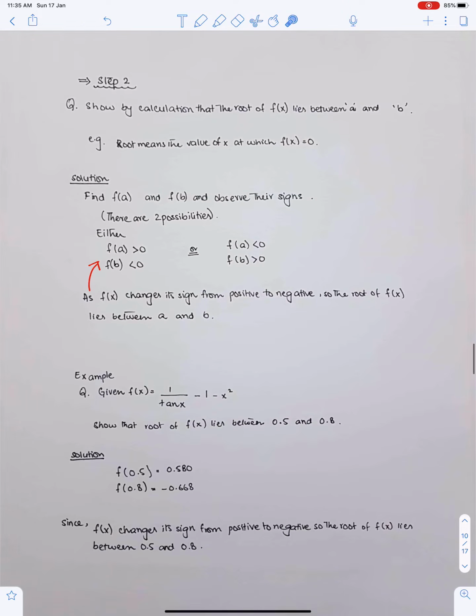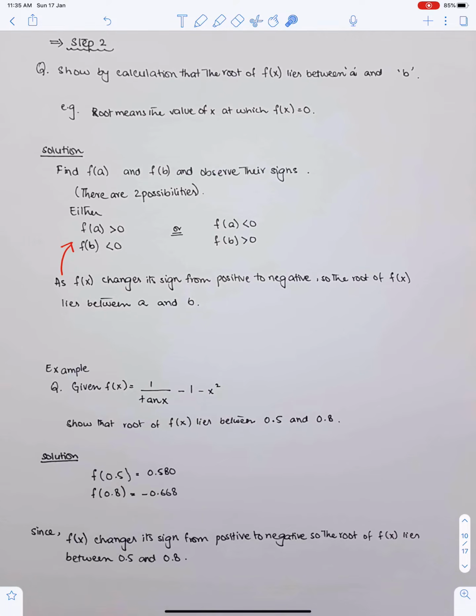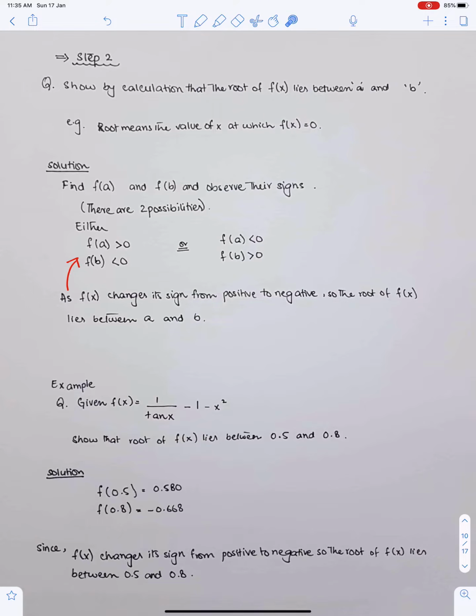Step 2. Show by calculation that the root of f(x) lies between a and b. Root means the value of x, the solution, for which f(x) is 0. The question is, show by calculation that the root lies between these two numbers. Well, if the root lies between these two numbers, then f(x) must change its sign either from positive to negative or from negative to positive.